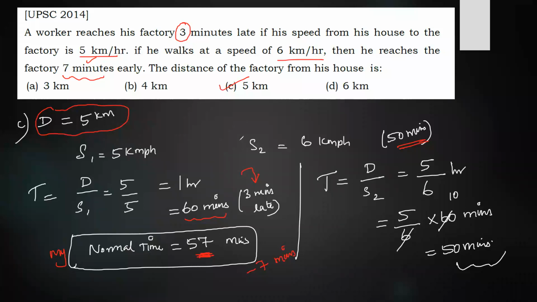So D by S2, same distance, different speed, 6 km per hour. We'll get the answer in hours, right? So just convert into minutes. Multiply by 60 and you will get 50 minutes. Yes, I'm getting 50. Therefore, my option is right, 5 km. Suppose if it is wrong, then I will go for 6 km. That's all. In most cases, 90% you will get the same number. So don't worry about that.